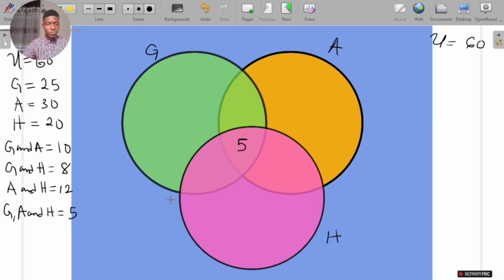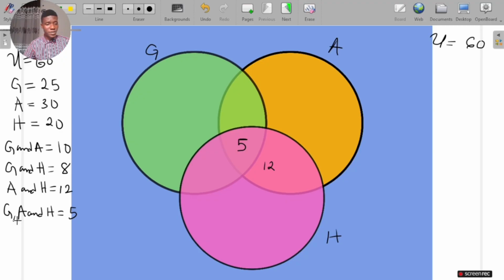This one has no issue. G, A, and H, that is gospel, Afrobeat, and hip hop. So, what else do you do? This is what you do. Afrobeat and hip hop is 12, but they never said Afrobeat and hip hop only. They said Afrobeat and hip hop. So, this is the intersection. It was supposed to be here 12, but there is an issue. When they mentioned Afrobeat and hip hop, those that listened to the three came up.